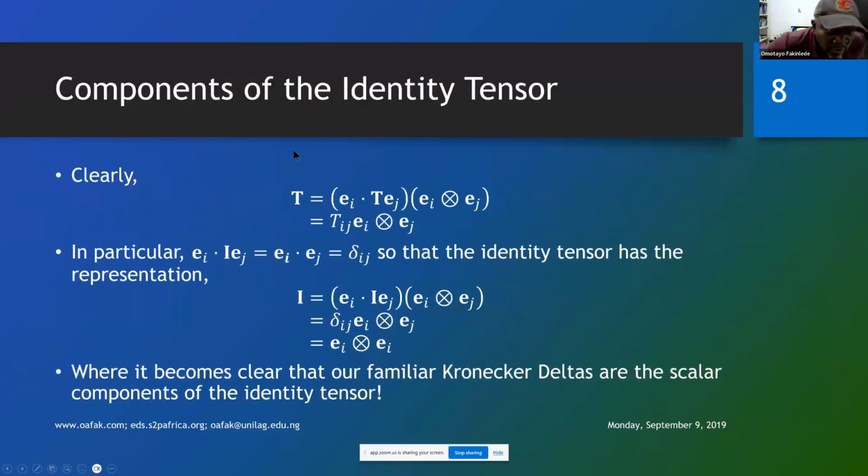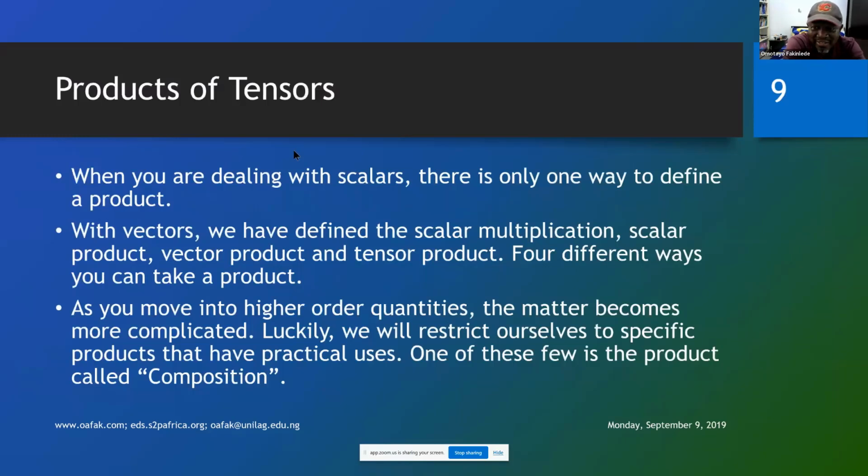When you are dealing with scalars, there is only one way to define a product. For scalars, there is only one product, multiplication, and that product is commutative. So 2 times 3 is the same as 3 times 2. In fact, many times you just write 2, 3. Once you put a space there, we know you are multiplying, because it doesn't matter. If it's a multiplication, you don't even need to put a sign between them.